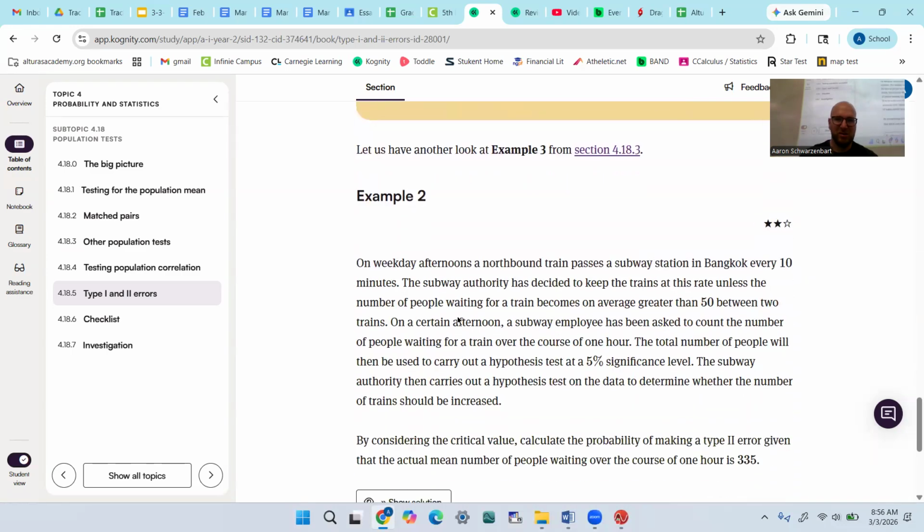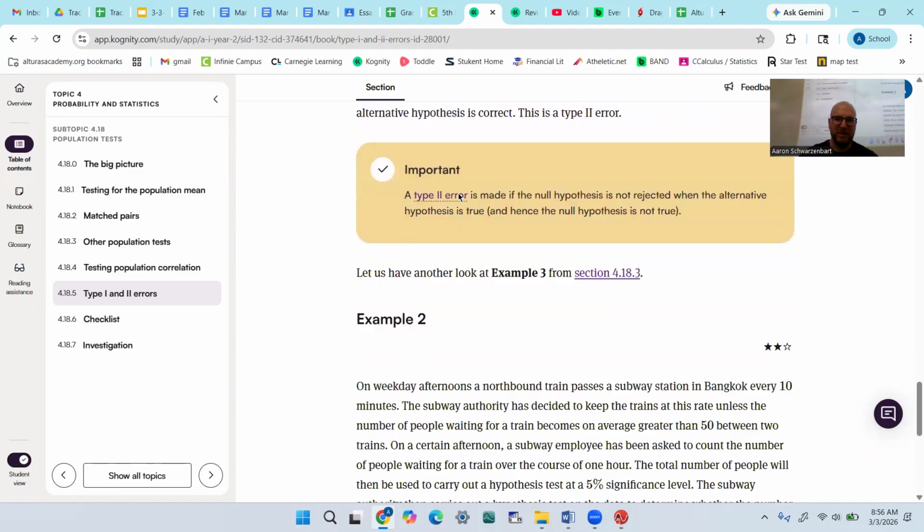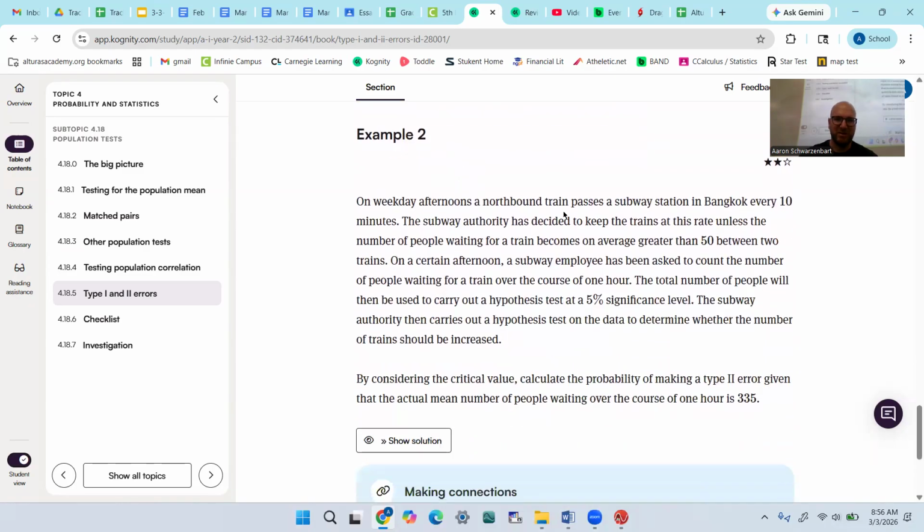So on a weekday afternoon, the type 2 error is the harder one. On weekday afternoons, a northbound train passes a subway station in Bangkok every 10 minutes. We did this one yesterday too. The subway authority has decided to keep the trains at the current rate unless the number of people waiting at the train is greater than an average of 50. This was a Poisson, right?